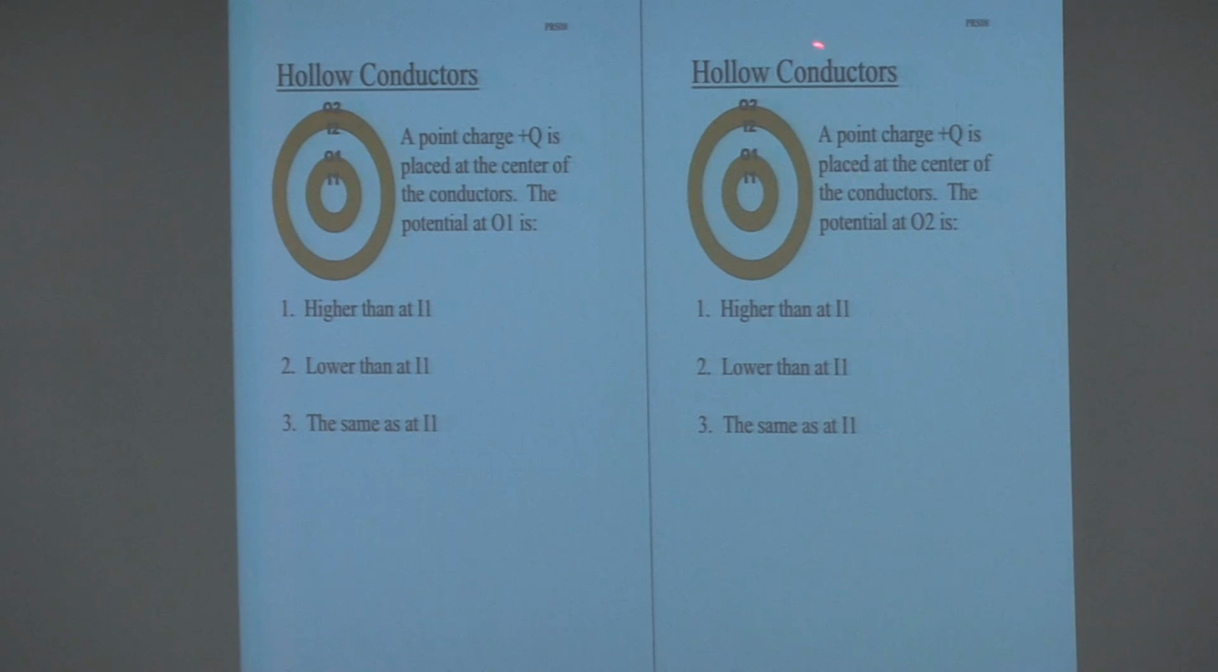Don't look at the other question. We are discussing this one. Only look at this one. Okay, how many of you think that this is 1? 2, it is lower than at I1. 3, it is the same as I1. Okay, nice. So let's make the groups: 1, 2, and 3.